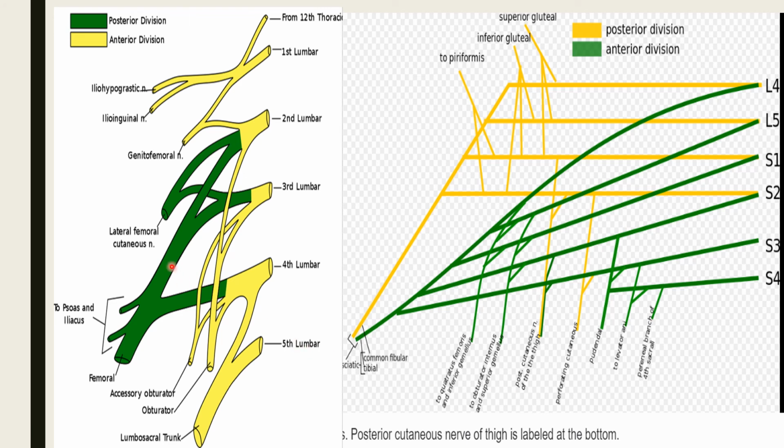This image shows the origin of lateral femoral cutaneous. It originates from the lumbar plexus with the roots L2 and L3. This image shows the origin of posterior cutaneous nerve of thigh. Here is the posterior cutaneous nerve of thigh, and it originates from S1 to S3. It originates from S1 here, and you can see the branches from it starting from S1 until S3.